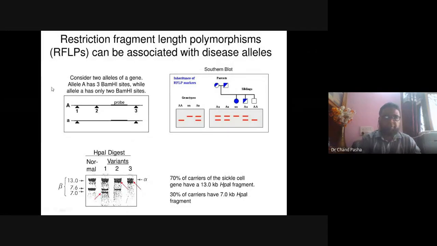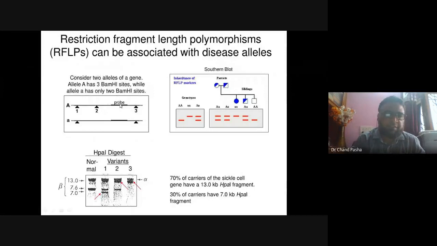In this particular allele, it is cutting at 3 points. So you are supposed to get 4 fragments, but 2 of these fragments are very big. And this is the gene of our choice, so I am keeping the probe over there.